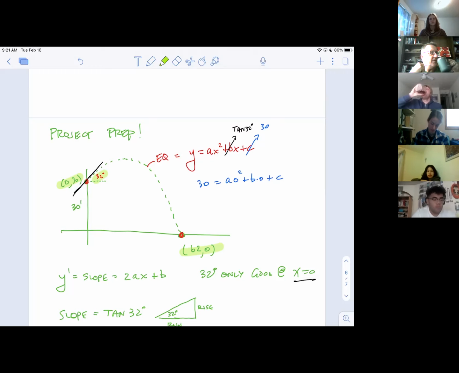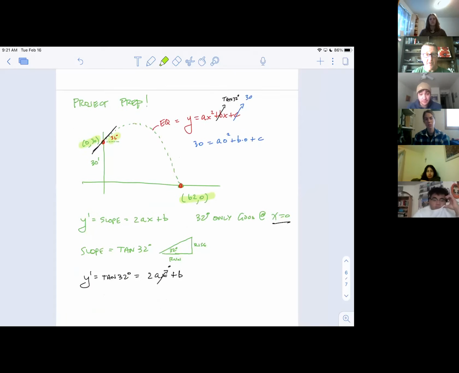But anyway, the project is kind of related to that concept. I'd encourage you to finish this quickly when you leave, see if you can figure out what a is, and then graph it on the graphing calculator and see, does it actually go through the point (0, 30)? Does it look like it leaves at a 32-degree angle? If you take the tangent of that statement, do you actually get 32 degrees? And then does it land down there at 62, 0? And it's like, oh my God, it works. It's amazing. So we'll pick it up there tomorrow.